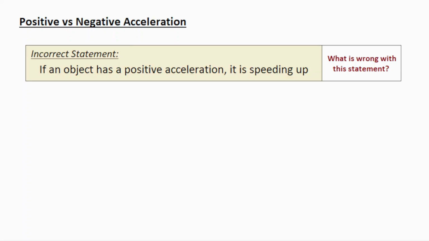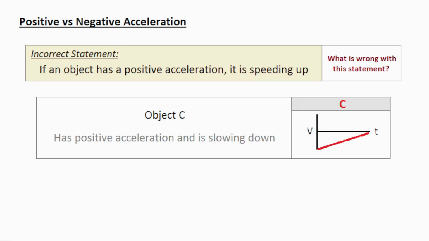The last piece of information to cover is an incorrect statement that I hear from many students. Students often think that if an object has a positive acceleration, then the object is speeding up. Well, here is a graph from earlier that shows an object with a positive acceleration because the slope is positive, but this data is approaching the origin, or a velocity of 0, so this object is slowing down, and this graph would ruin the statement from above.